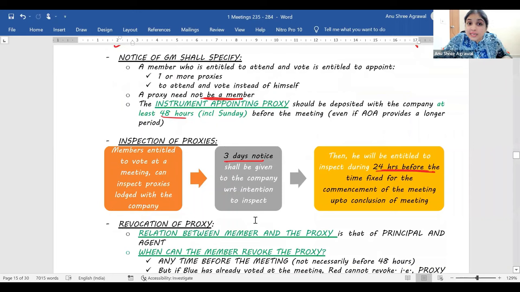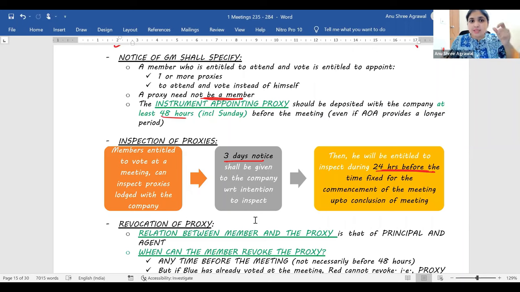In the notice, it should be clearly written that the shareholder can appoint a proxy if he wants. The proxy whom the shareholder is appointing need not necessarily be a member, but in Section 8 companies, the proxy has to be a member. The instrument appointing proxy we have to submit to the company at least 48 hours before the meeting. If you want to inspect the proxy form, you have to give a notice to the company 3 days in advance, and you can inspect the proxy form in the last 24 hours before the meeting.